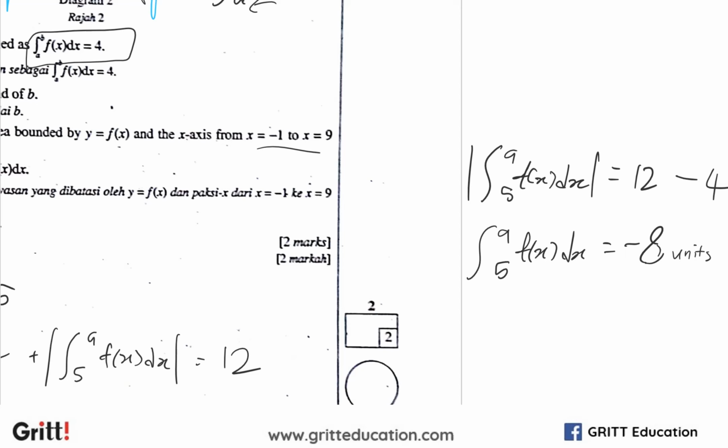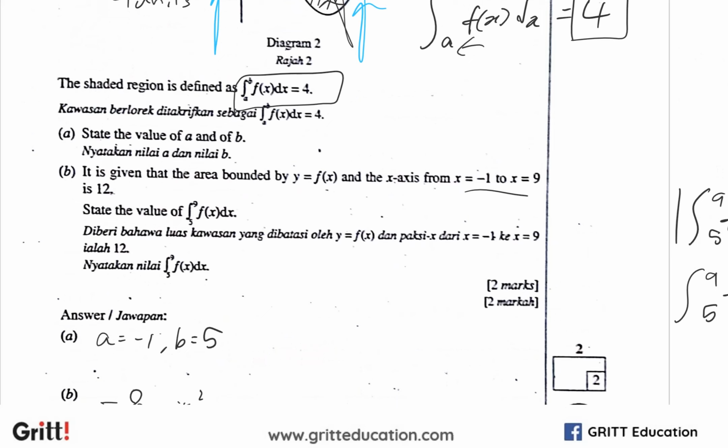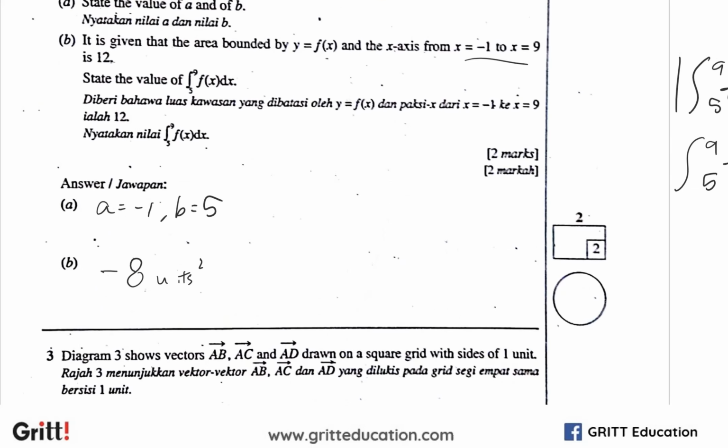So remember that. So the answer here, let me remove all that. So the answer here is actually -8 units squared. But since they don't put units, it will be pretty safe to just put -8. So that's the answer. Thank you for watching.